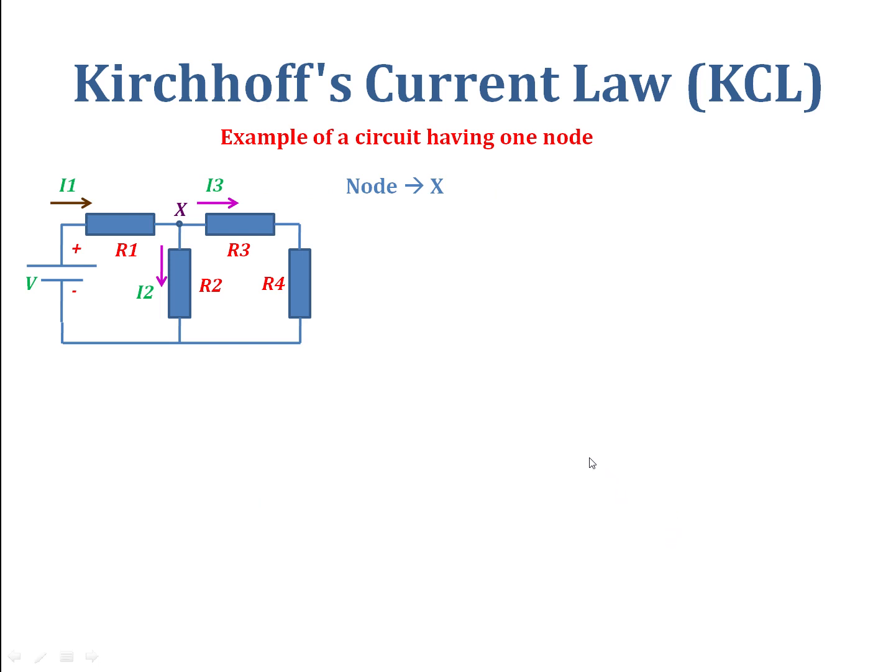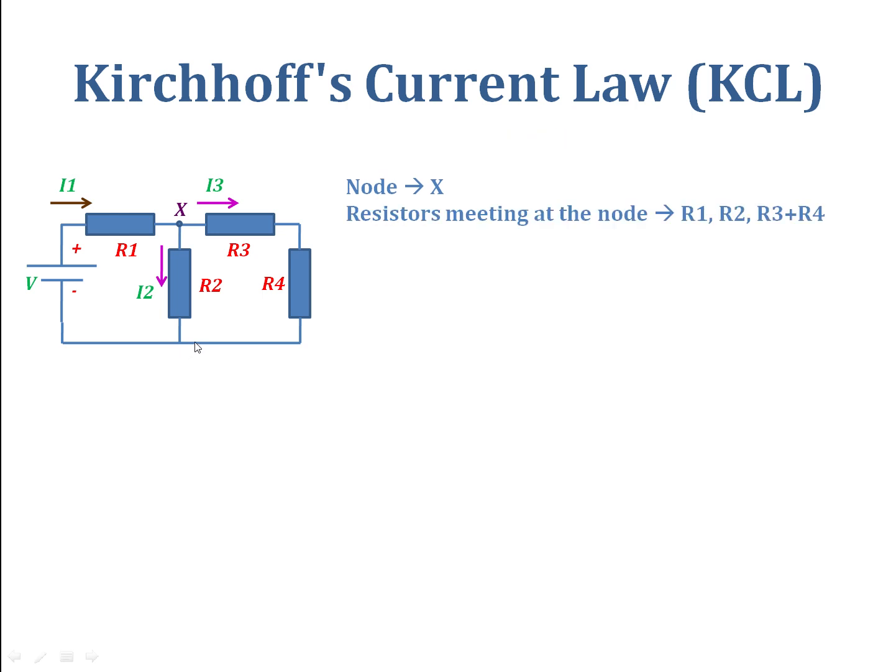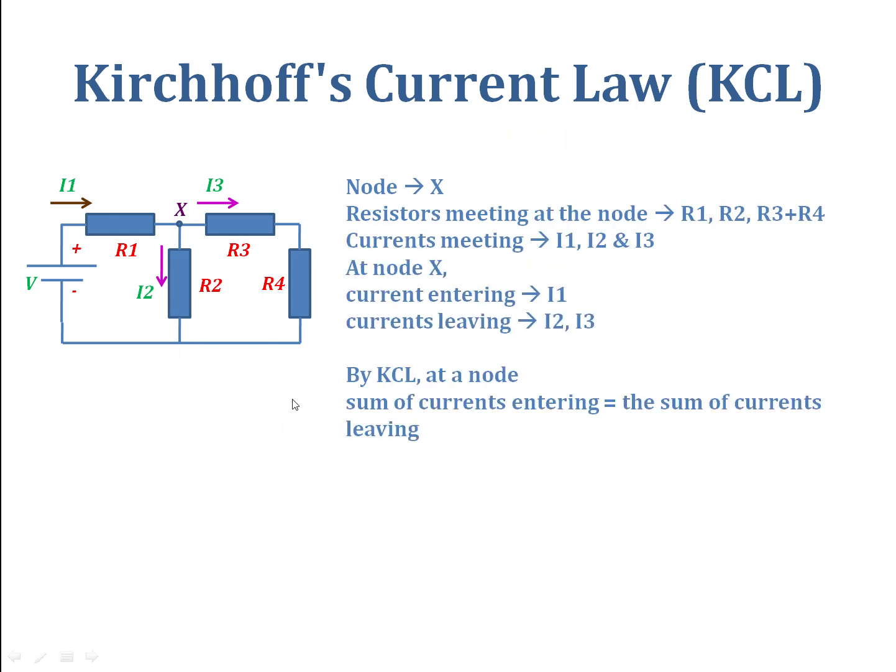Here we have a simple electric circuit that has got a single node X. At this node we have certain resistors connected, R1, R2 and R3, and there are certain currents flowing through these resistors. I1 is the current flowing through R1 towards X. I2 and I3 are the currents which are flowing away from X through R2 and R3. Therefore, as per Kirchhoff's current law, I1 is equal to I2 plus I3.